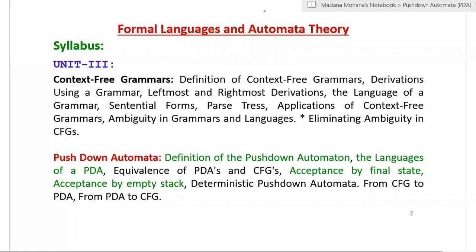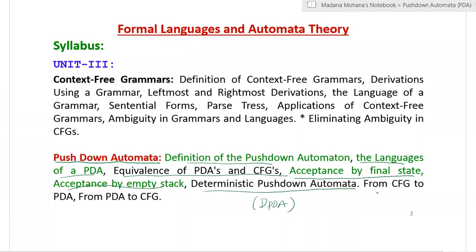So here we will discuss the following concepts related to pushdown automaton. First, we will see the definition of pushdown automaton, then the languages of pushdown automaton, then equivalence of PDAs and its grammar, context-free grammar, then acceptance by final state and acceptance by empty stack, then deterministic pushdown automaton, which is abbreviated as DPDA, similar to deterministic finite automaton.